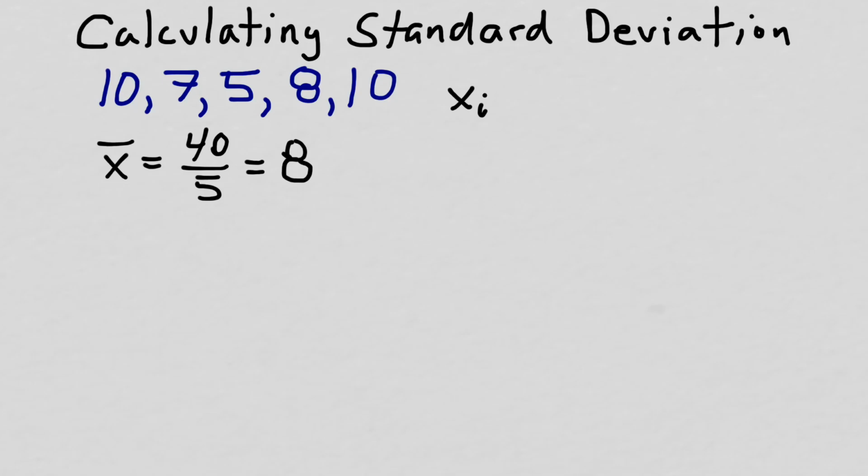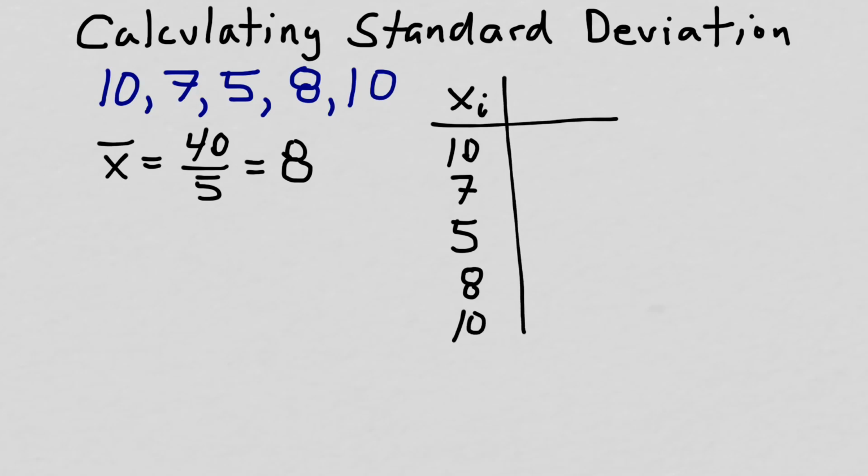We're going to list all the data values, represented with x sub i, vertically. So 10, 7, 5, 8, and 10. And then the deviation is the difference between each value and the mean. So each data value has a deviation. We find it by subtracting the mean. So 10 minus 8 is 2, 7 minus 8 is negative 1, 5 minus 8 is negative 3, 8 minus 8 is 0, and 10 minus 8 is 2 again. If we tried to average the actual deviation values, we'd always get 0. They always add up to 0.